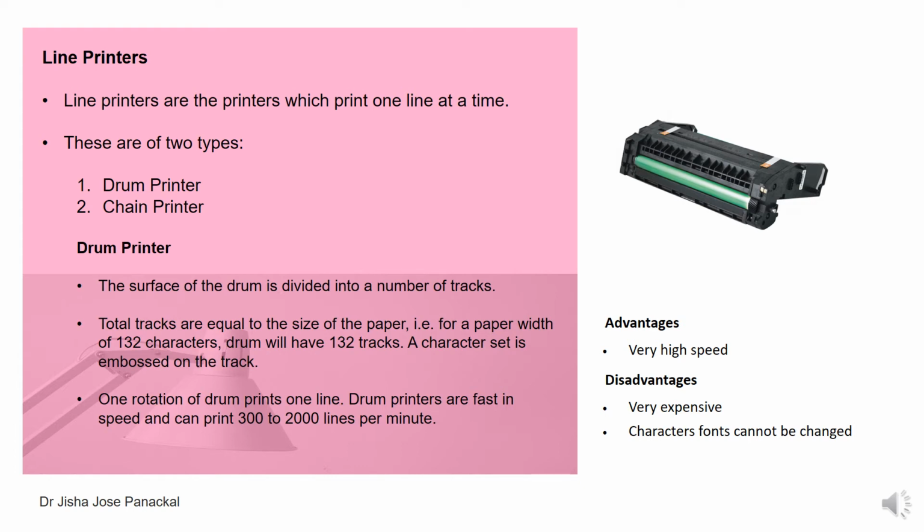Drum printer is named by the shape of the print head. The surface of the drum is divided into a number of tracks. Total tracks are equal to the size of the paper. That is, for a paper width of 132 characters, the drum will have 132 tracks. A character set is embossed on the track. One rotation of the drum prints one line. Drum printers are fast in speed and can print 300 to 2000 lines per minute.